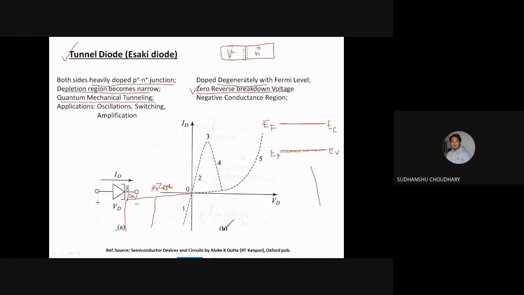So this is what we have studied so far. That is, at a certain reverse bias voltage, somewhere around minus 3 volts, Zener breakdown happens, and somewhere around minus 8 volts or more than minus 8 volts, avalanche breakdown happens. But here in the case of a tunnel diode, zero reverse breakdown voltage is required. That is, reverse breakdown happens as soon as the reverse bias is increased beyond 0 volt.